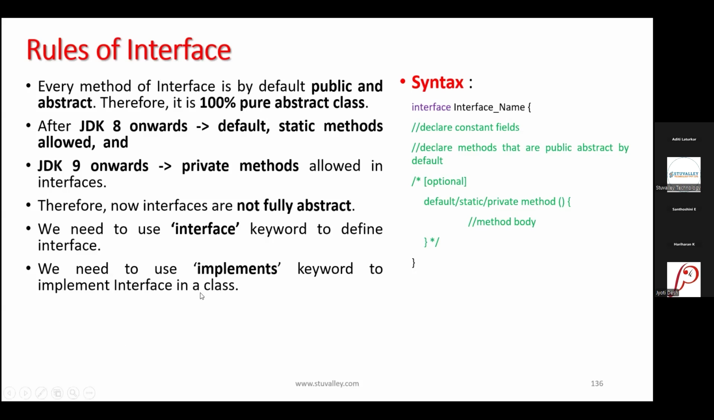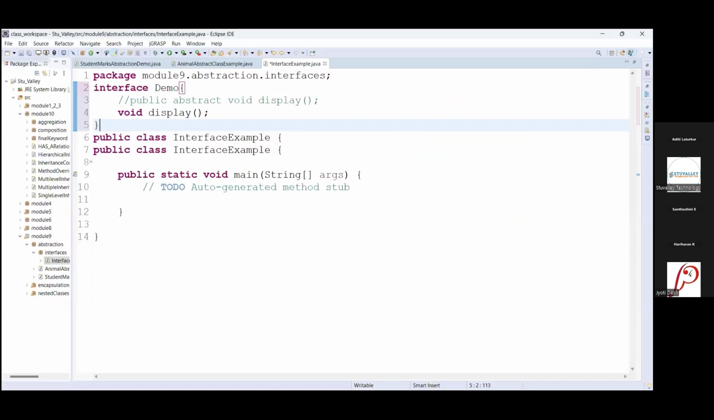So that is the reason we say that an interface is a blueprint of a class, because we are listing down all the functionalities and we are simply implementing all those functionalities in a class. So here, if we want to provide the implementation to this demo interface, we have to create a class.